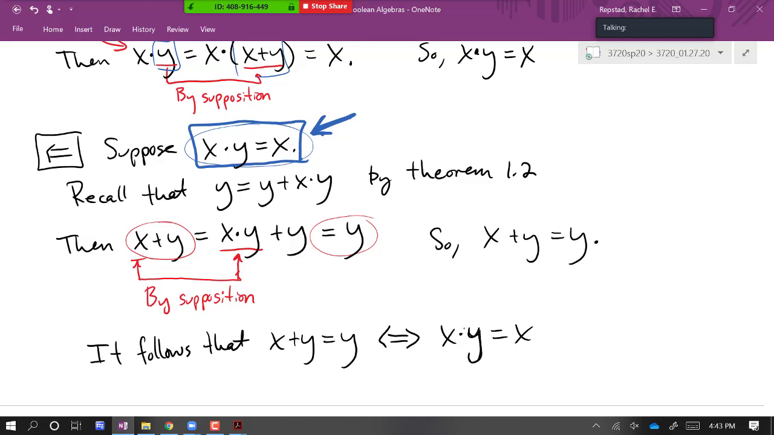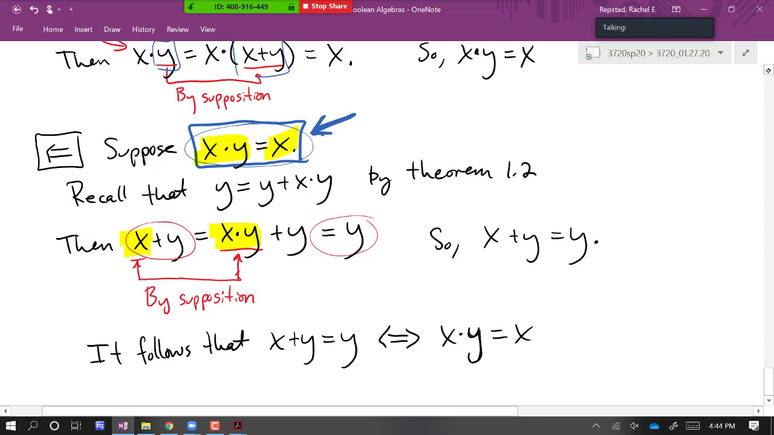How exactly was the supposition? So in the blue box up here, for that part of the proof, we suppose that x times y is equal to x. That was our supposition. So whatever we suppose, we get to use whenever we want, which means that wherever I see an x, if I want to, I can substitute it with x times y. And that's what we did here.